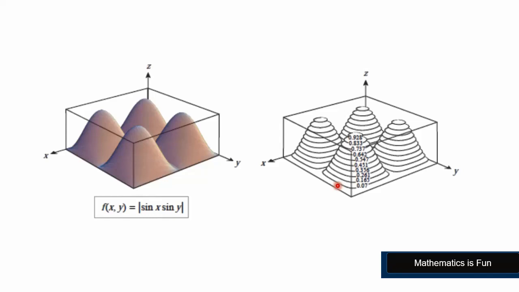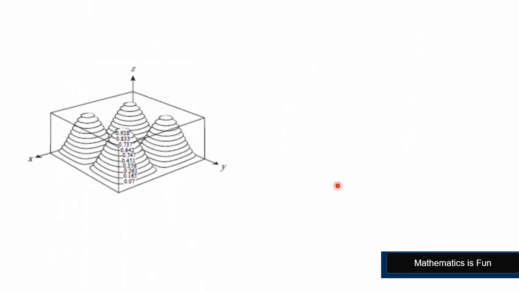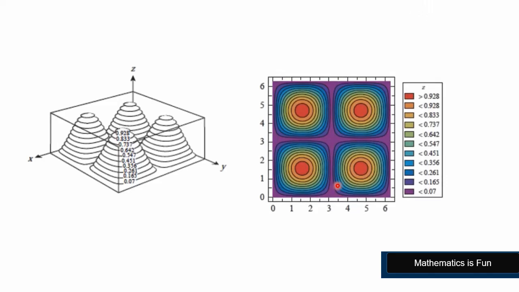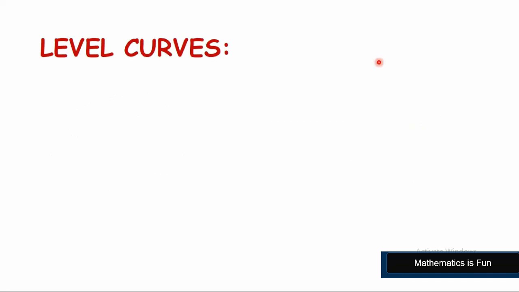Now let's have a look at the contour map of this function. The contour map is basically the set of level curves on the xy plane. So here it is, the contour map of this particular function, and you can see that these multiple colors basically differentiate the level curves at different heights, at different levels. Here I'll explain the formal definition of level curves and contour map.